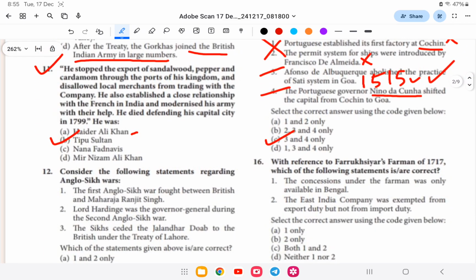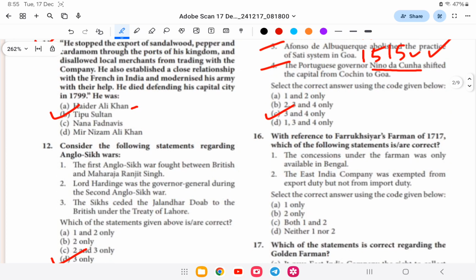Next question. Question number 16. With reference to Farrukhsiyar's Farman of 1717, which of the following statement is or are correct? Option number A. The concessions under the Farman were only available in Bengal. Farrukhsiyar issued the Farman, the golden Farman, which was introduced for the British.